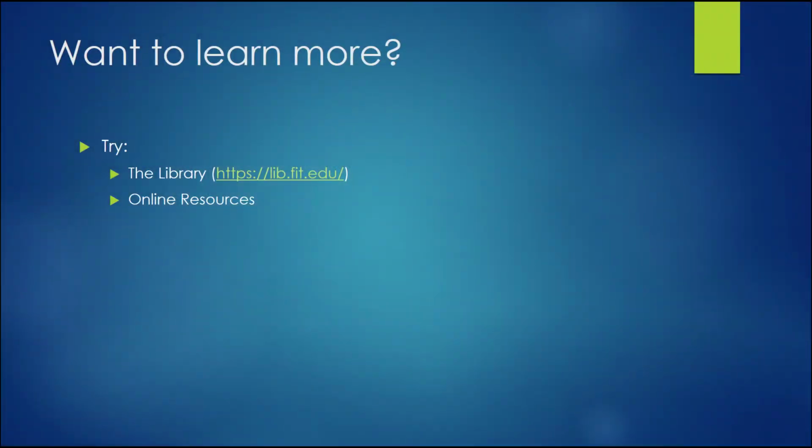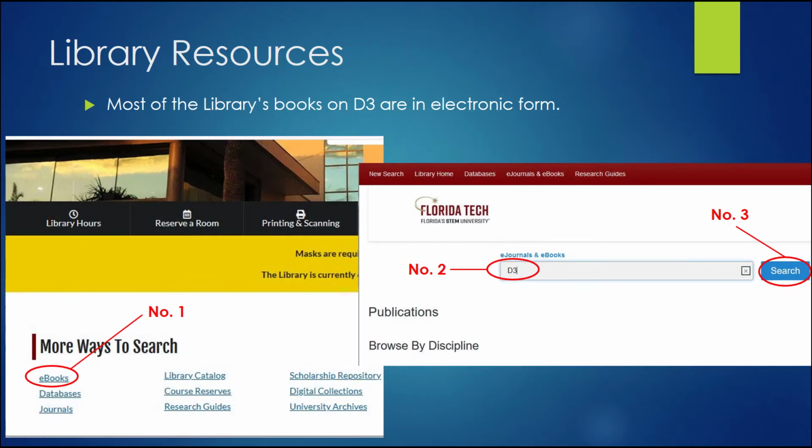I'm hoping this has made you curious to learn more about D3. Since I'm a librarian, I'm naturally going to encourage you to use some of the library's resources. However, there are also good resources available online. Just about all of the library's resources are in electronic form. To access them, go to the library website, and below the picture of the library, in the More Ways to Search area, click on the eBooks link. In the resulting search box, type D3 and then click on the search button.